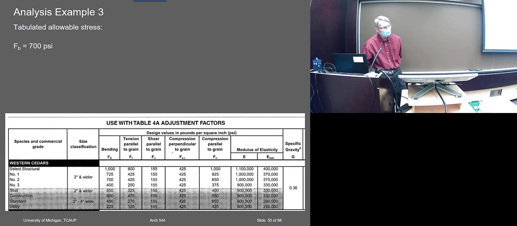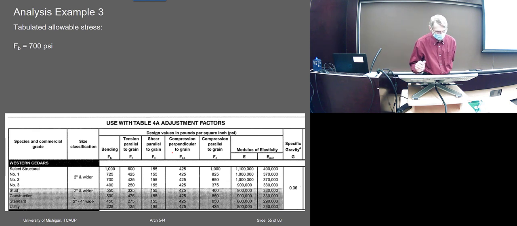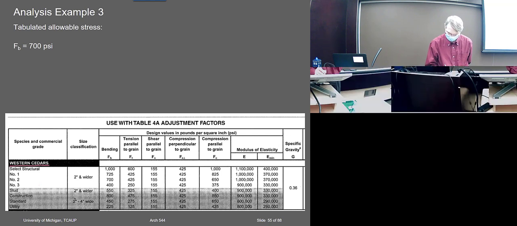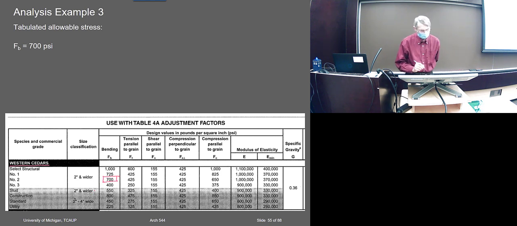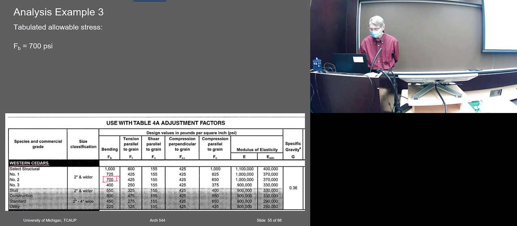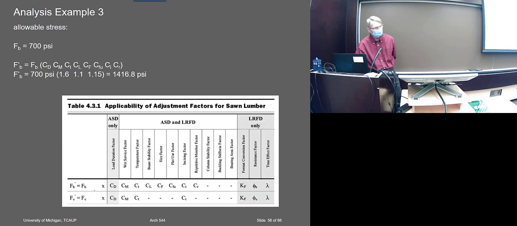Okay, and what do we got? I guess Western Cedar. I forget. Number 2. A Western Cedar, number 2, gives us 700 for FB. So the base, the tabulated stress is 700. And now we put the factors on it.